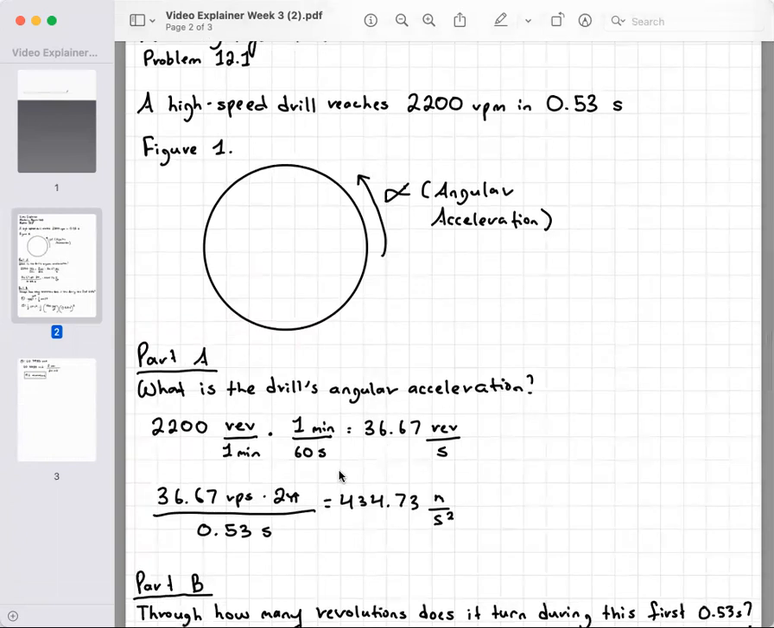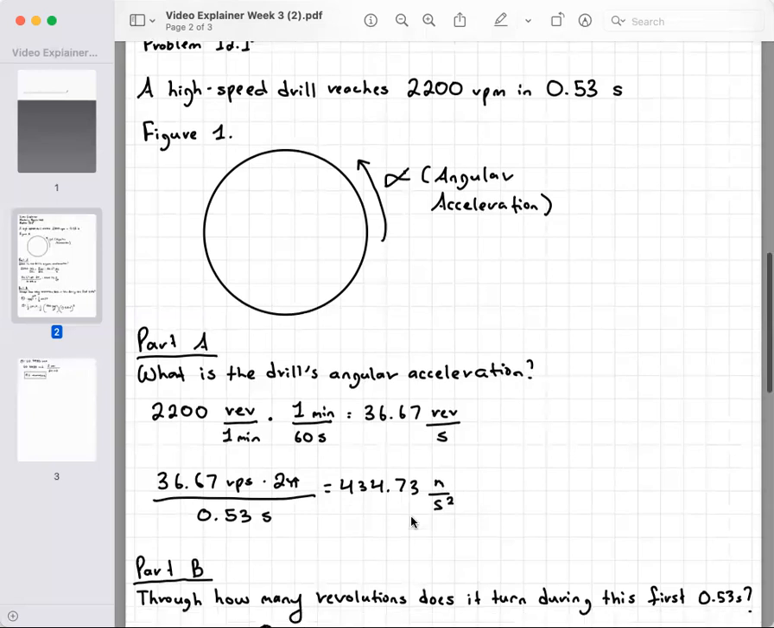And then we can multiply the revolutions per second by 2 pi to get the value into radians. And then we can divide that by the 0.53 seconds because that's what is stated in the problem. And we get an angular acceleration of about 434.73 radians per second squared.